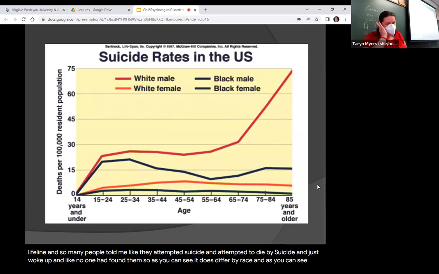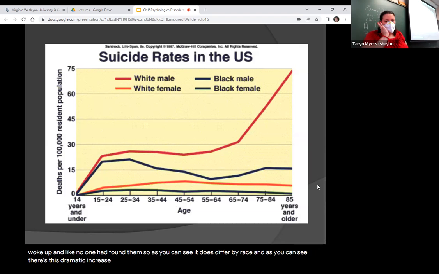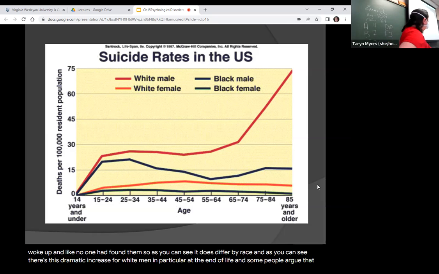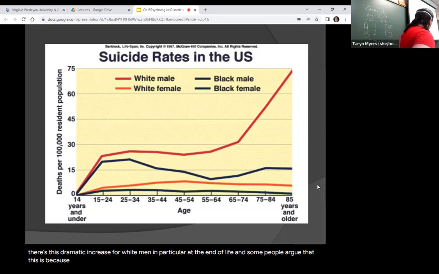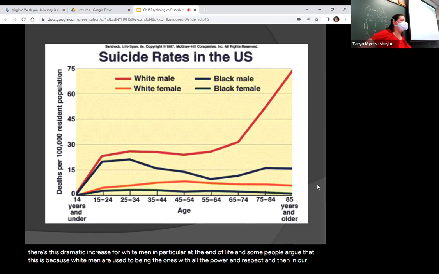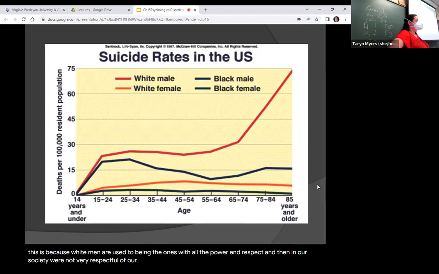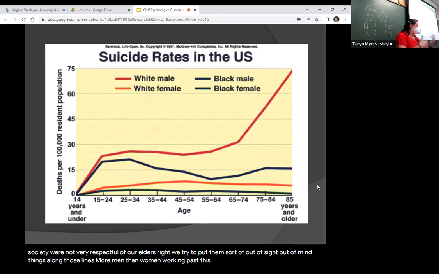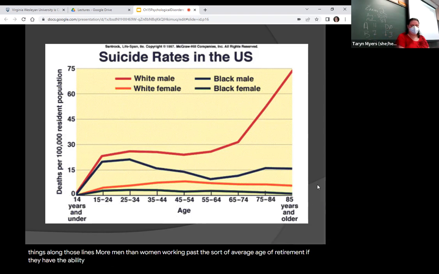And as you can see, there's this dramatic increase for white men in particular at the end of life. Some people argue that this is because white men are used to being the ones with all the power and respect, and then in our society, we're not very respectful of our elders, right? We try to put them sort of out of sight, out of mind. And I think this is why you'll see more men than women working past the average age of retirement if they have the ability to retire.